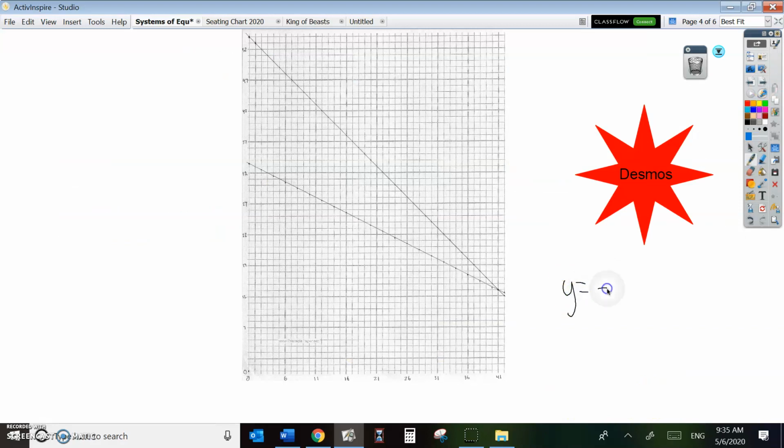Y equals negative x plus 54, and then y equals negative 1/2 x plus 33.5. Remember your slope-intercept form, y equals mx plus b. You've got your y-intercept here, here, and here. So the first equation has a y-intercept of 54, and that point is here.